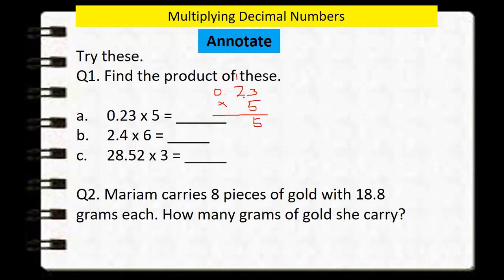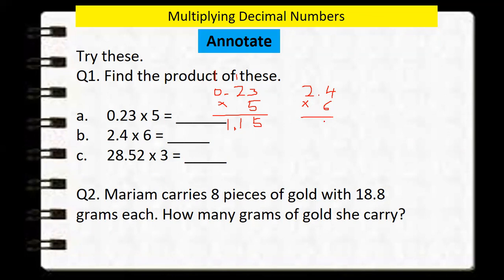Carry 1. 5 times 2 is 10. 11. Carry 1. 5 times 0 is 0 plus 1 is 1. So now let's count 1, 2. So the answer is 1.15. I hope you have done correctly. Now let's answer letter B. 2.4 times 6.